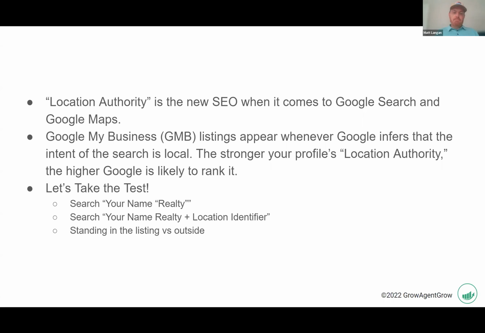The third bullet here is standing in the listing versus outside. When you create a Google My Business profile, and we'll get to that in just a second, you're going to need to input an address. As agents, we don't want people knowing our personal address, so a lot of times we use our brokerage's address. Or if you have your own location somewhere, you can use that, a professional address.